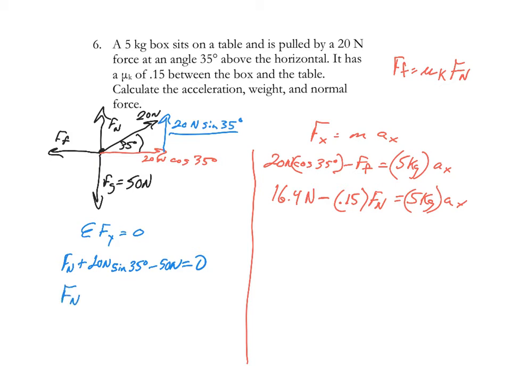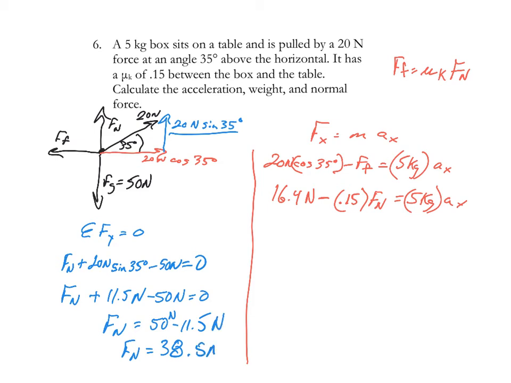Force normal plus 11.5 newtons minus 50 newtons equals 0. Force normal equals 50 minus 11.5. Force normal equals 38. Wow, I'm getting sloppy. There's newtons there. 38.5 newtons.